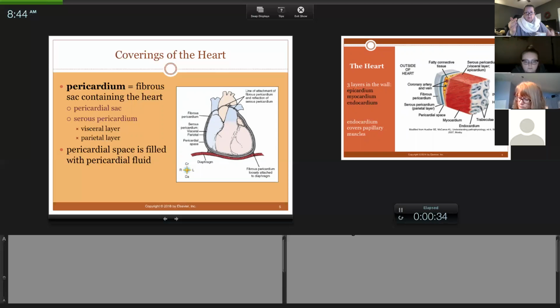The job of the pericardium is to produce a fluid, and it produces something called pericardial fluid. Pericardium is a noun. If I put it pericardial, it's an adjective describing the fluid. Does that make sense? So pericardium is the structure. Pericardial is pertaining to the fluid. What type of fluid?